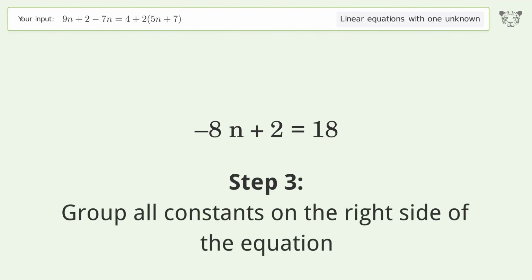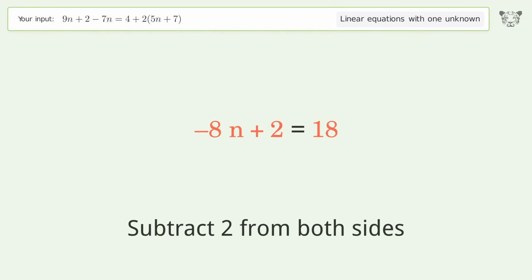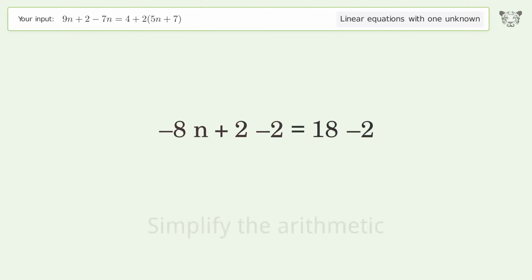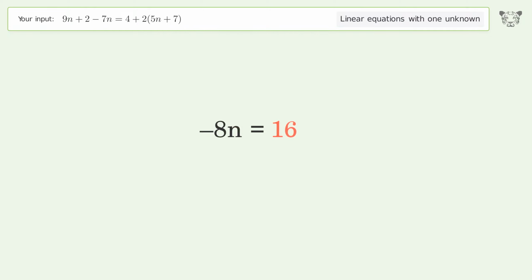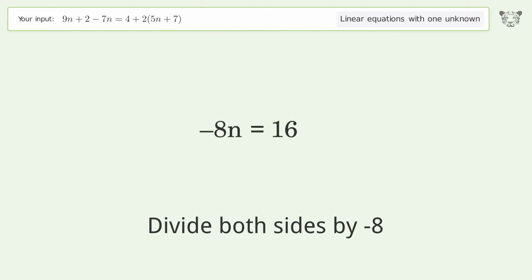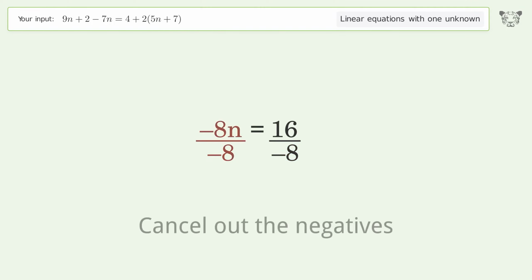Group all constants on the right side of the equation. Subtract 2 from both sides. Simplify the arithmetic. Isolate the n. Divide both sides by -8. Cancel out the negatives.